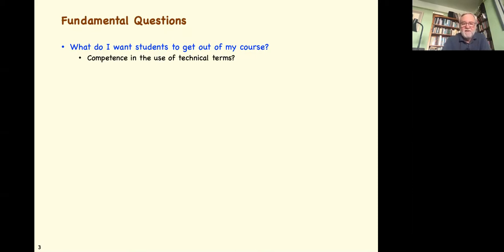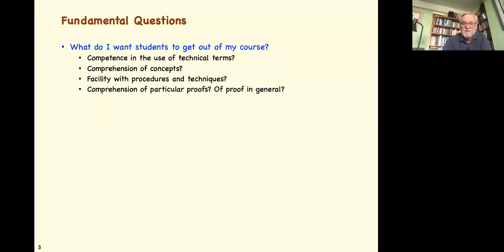Do I want them to have competence in the use of technical terms? Do I want them to comprehend concepts? And what does that mean, of course? Do I want them to have facility with procedures and techniques? Do I want them to comprehend particular proofs or proof in general? I cannot resist telling a few anecdotes.